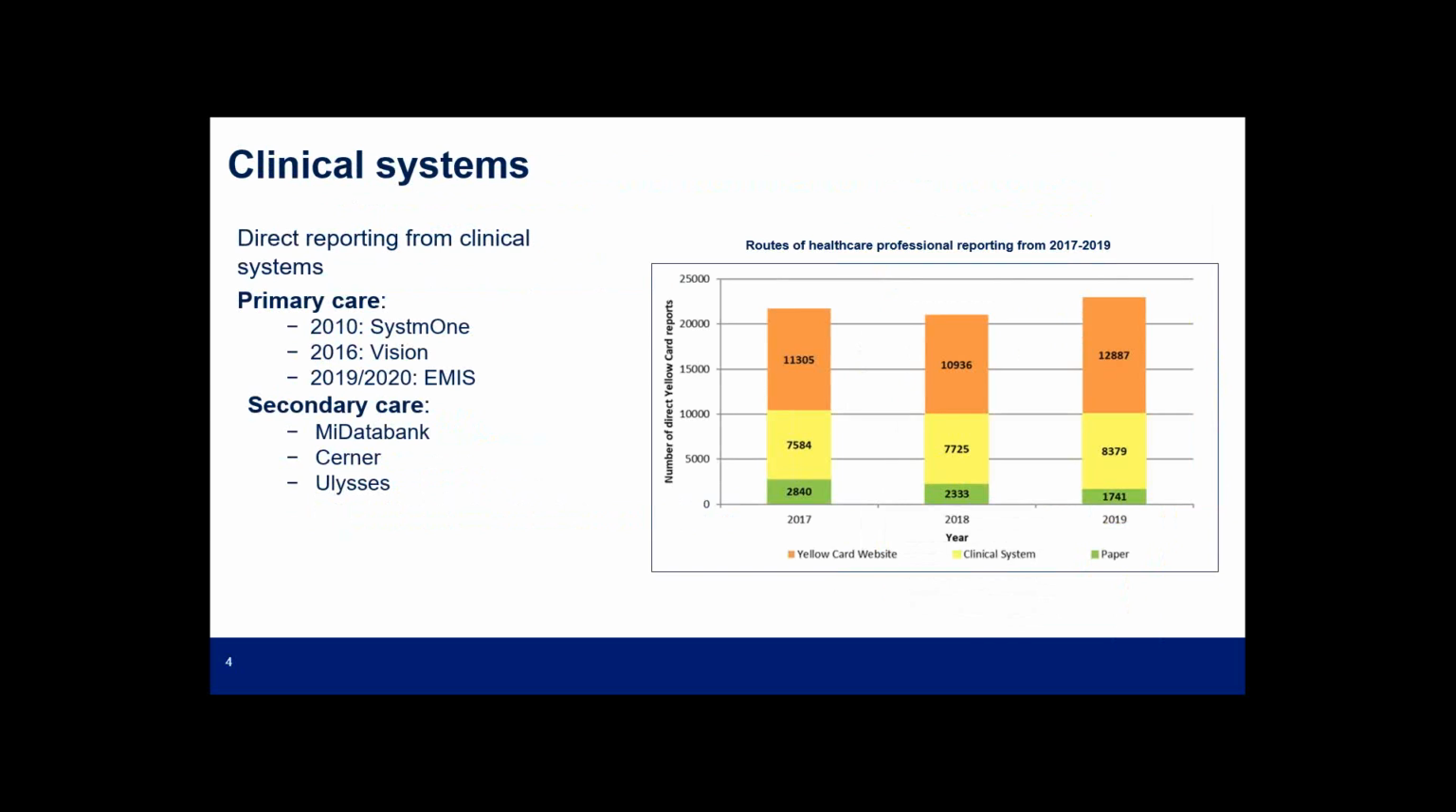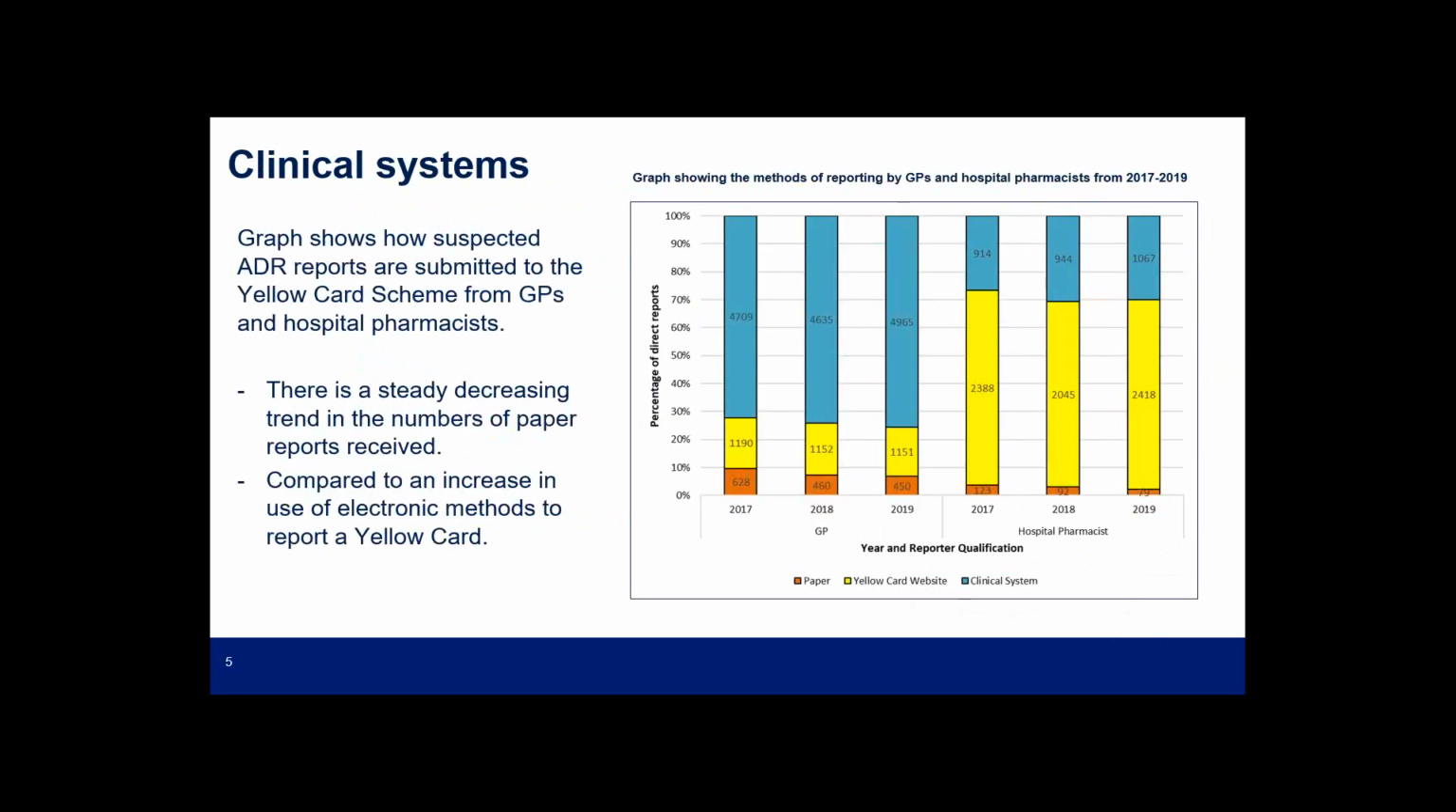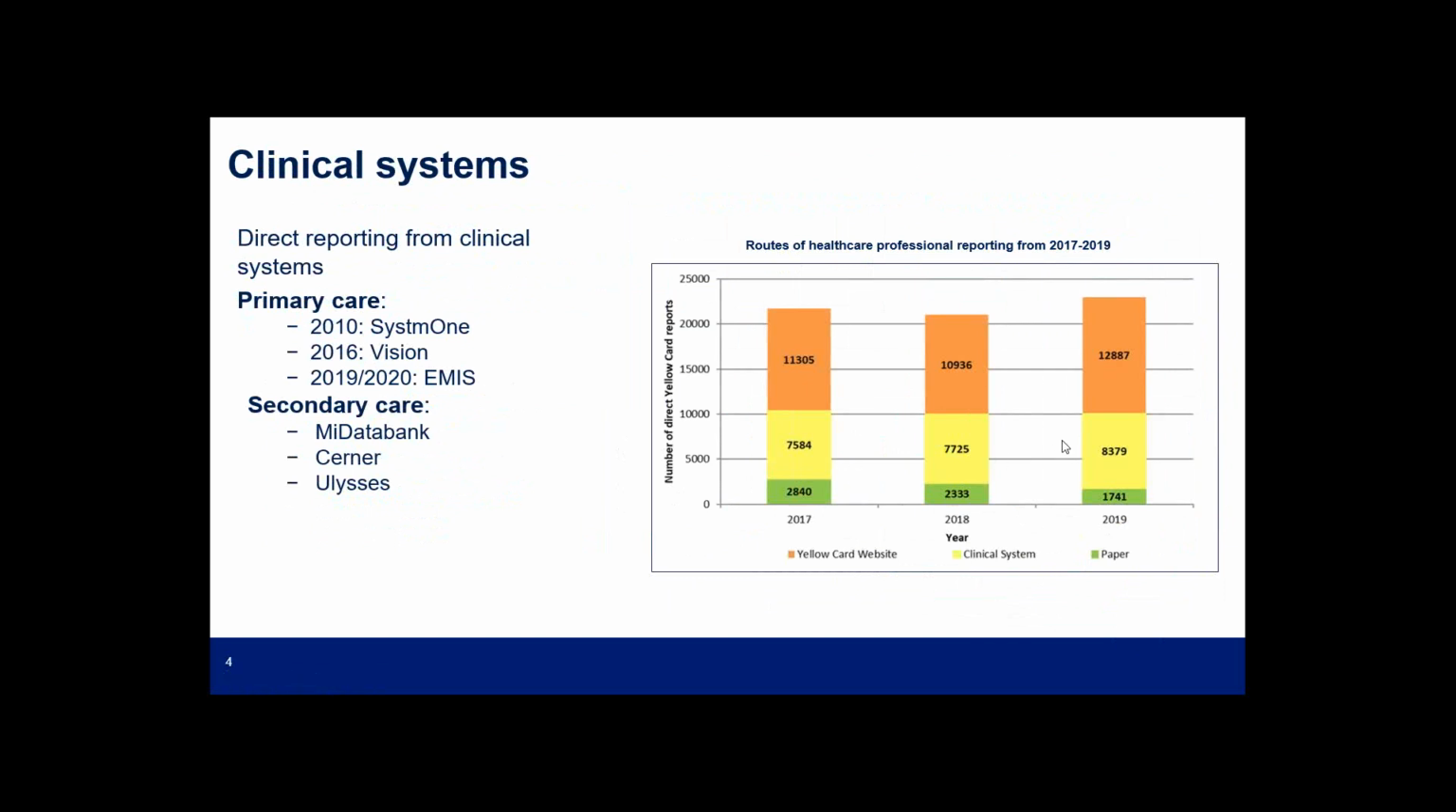For the next few slides, I'm going to focus on the clinical system route that I just mentioned. So our Yellow Card reporting form is currently integrated into various primary and secondary care IT systems. In terms of primary care, the Yellow Card has been embedded in System 1 since 2010, in Vision since 2016, and more recently in EMIS since 2019. We also have the form integrated into the secondary care systems, MI Databank, Cerner, and Ulysses. And as you can see from the graph on this slide, reporting through clinical systems has increased over recent years as paper reporting has decreased. This data is a little out of date now, but as I'm sure you'll appreciate, patterns of reporting have been slightly skewed due to the pandemic. Next slide, please.